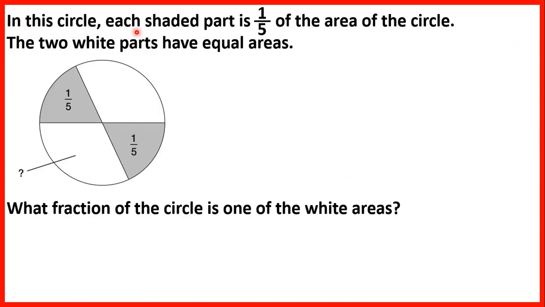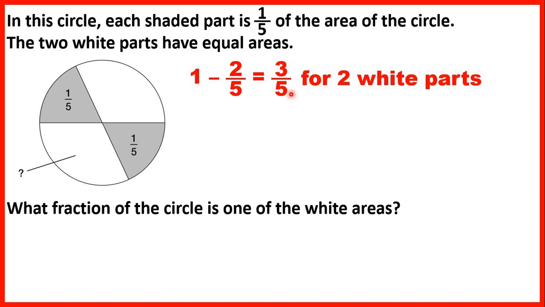In this circle, each shaded part is 1/5 of the area of the circle. The two white parts have equal areas. What fraction of the circle is one of the white areas? So in the shaded areas, we have 1/5 and 1/5, so that's 2/5 of the circle that's shaded. So we can subtract 2/5 from 1 whole, because we have 1 whole circle.